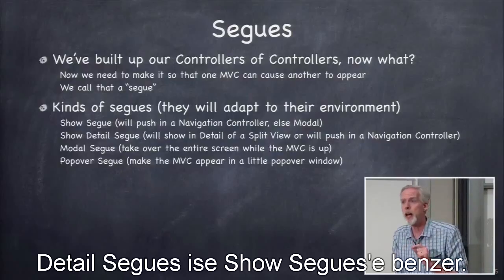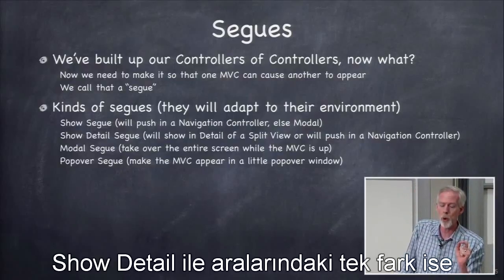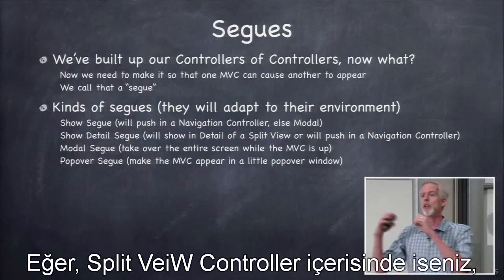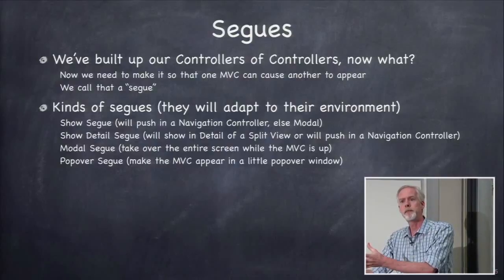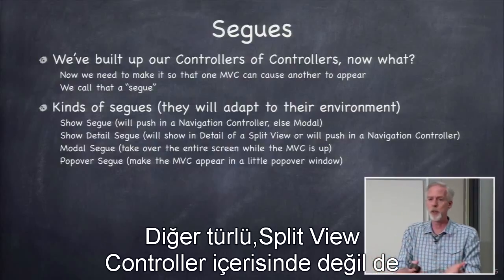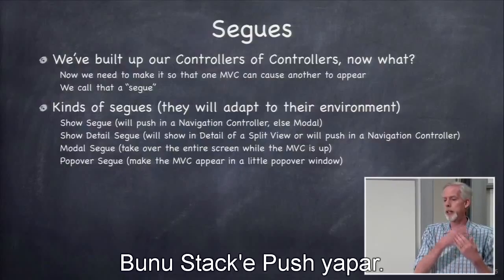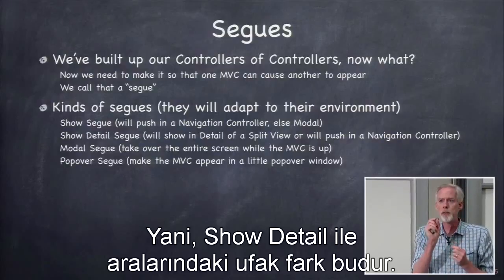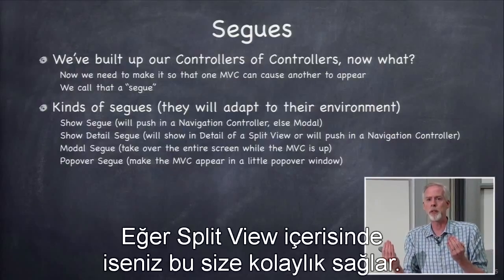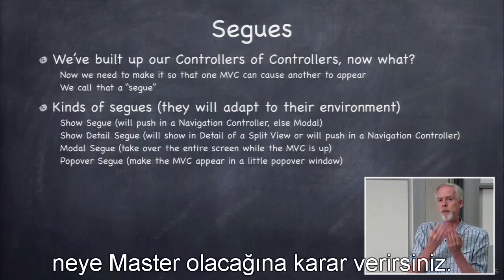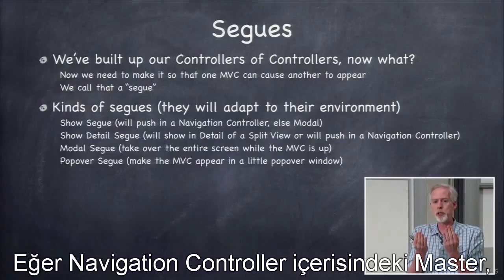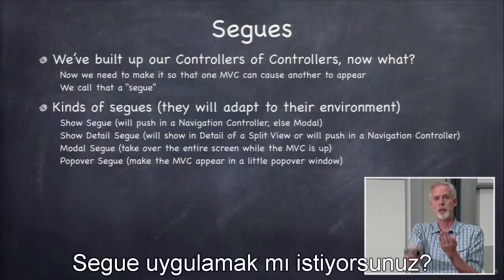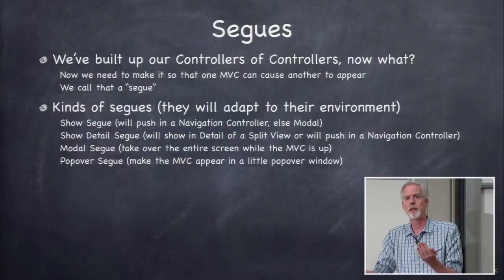Then there's show detail segue, very similar to show. The only difference with show detail is that if you happen to be in a split view controller, it will show this MVC as the detail. Okay? Otherwise, if you're in a navigation controller but not in a split view controller, it just pushes it on the stack just like a show would. Okay? So show detail, tiny difference there. It's just about split view. So it really helps you when you're in a split view decide whether what you want is the master to, if the master's in a navigation controller, do you want that to slide on the master, the thing you're segueing to, or do you want it to appear in the detail?